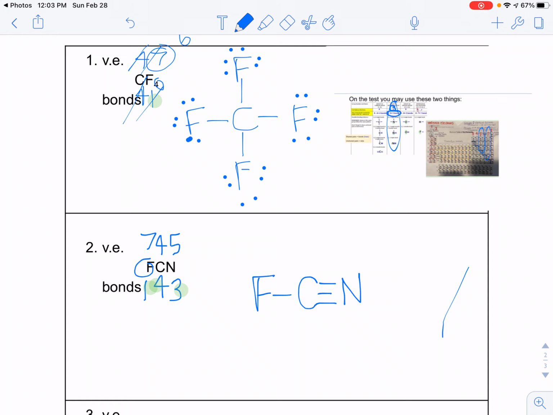With F, remember it's got 7 valence electrons and only 1 in the bond, so that means 6 are left over as dots.